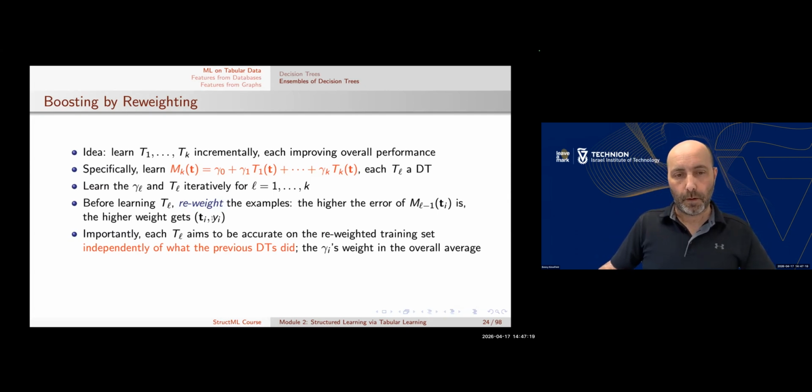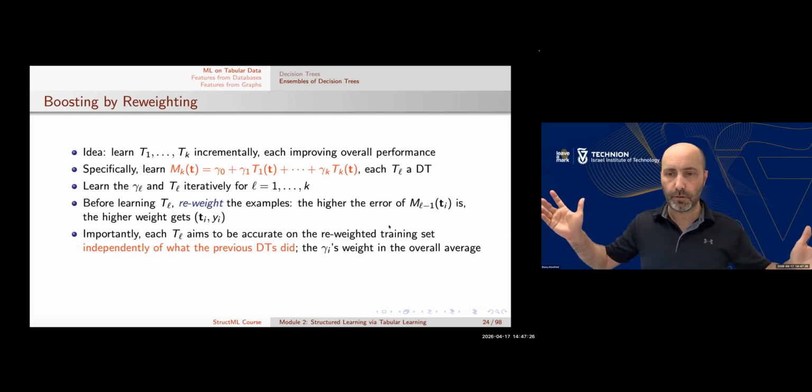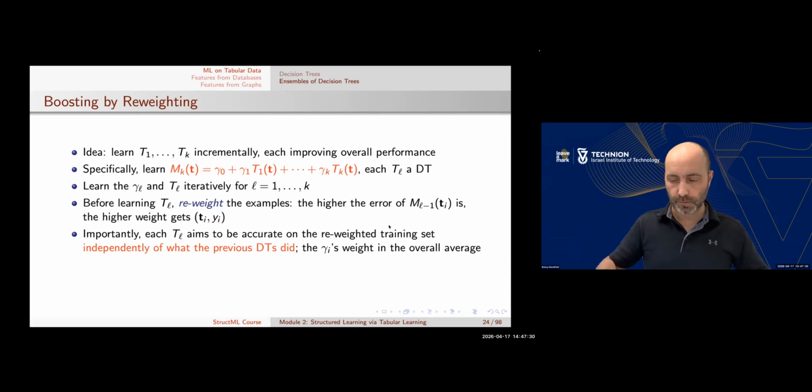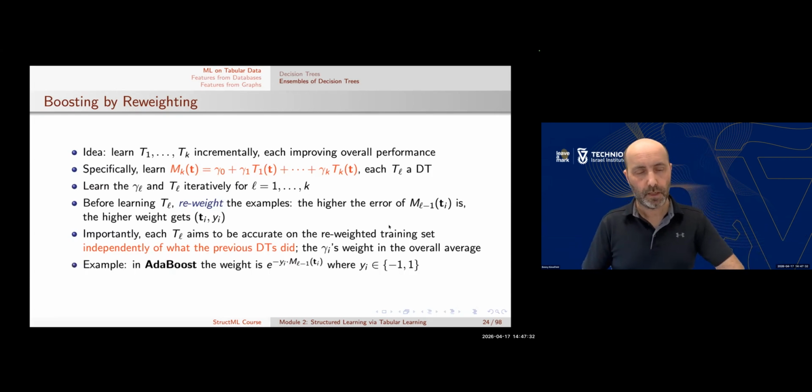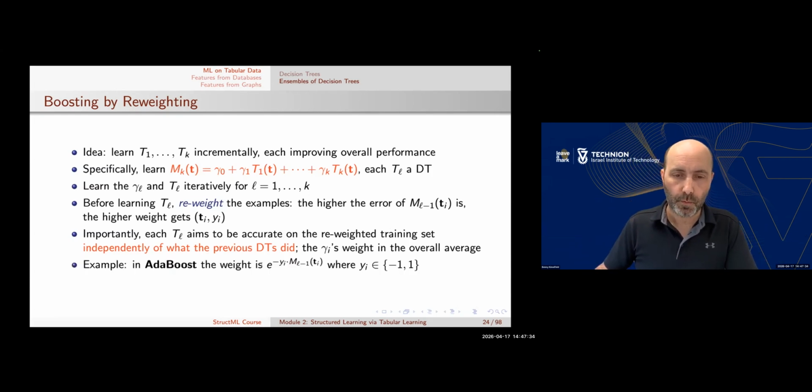Now, T_L aims to be accurate on the reweighted training set. As far as it's concerned, that's a new problem. It's a training set with weights, and it just tries to be good on that. An example is AdaBoost, where the weight function is something like exponent of minus y_i times the previous model applied to our example.